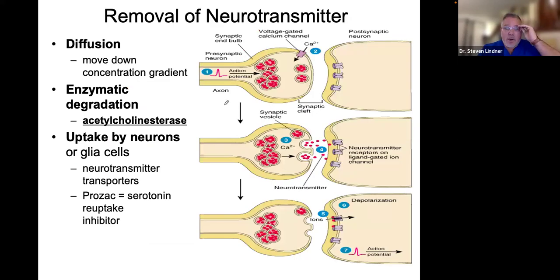So in that video, it also said we have different ways of getting rid of the neurotransmitter. Once it's released, there's diffusion of it, which means it goes from an area of higher concentration to lesser, so it moves down the concentration gradient. Or our bodies have the ability of breaking them down. It can degrade them. In the case of acetylcholine, our bodies make an enzyme called acetylcholinesterase that breaks it down.